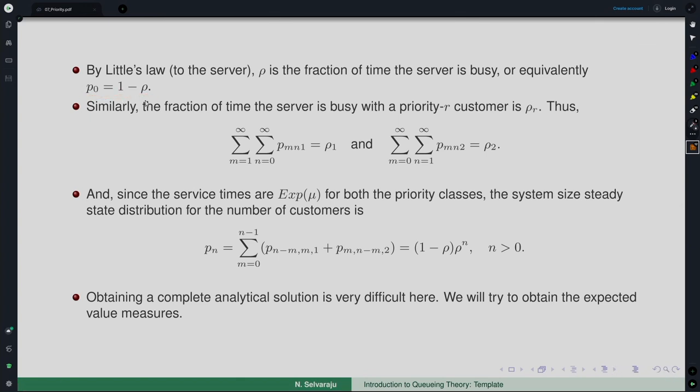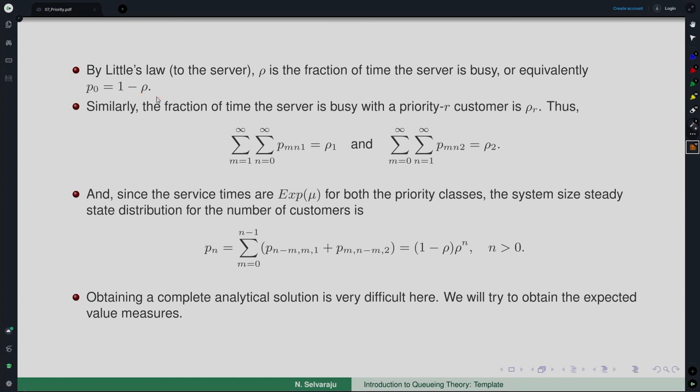You can write that. Similarly, the fraction of time the server is busy with a priority r customer is rho r. So, that would mean summing over P m n 1 with appropriate m, n to get this rho 1, that is, m equal to 1 to infinity, for all possible n's. If you sum, you will get rho 1, and with n equal to 1 to infinity, with all possible m's, if you sum, you will get this rho 2. So, from this P m 1, P m 2, you will get this relationship, and this is also true, and P naught is 1 minus rho, which is 1 minus rho 1 minus rho 2 is what you are getting here, that is P naught here.